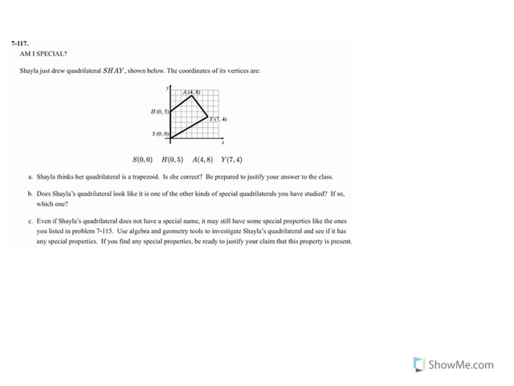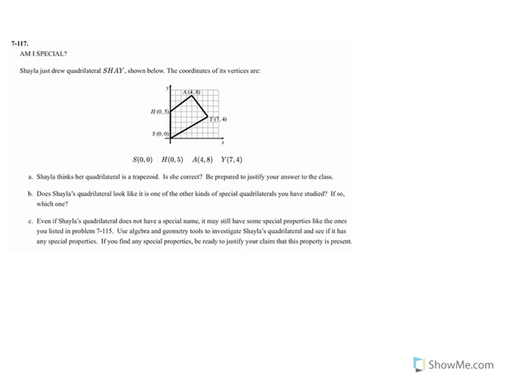So now, part C says, even if Sheila's quadrilateral does not have a special name, it may still have some special properties like the ones you listed in problem 115, which is the problem we didn't do, but it's just listing the special properties of quadrilaterals. You guys don't have all of your notes with you, so I did not make you do it, but you do know those quadrilaterals. It says, use algebra and geometry tools to investigate Sheila's quadrilateral and see if it has any special properties. If you find any special properties, be prepared to justify your claim that this property is present.